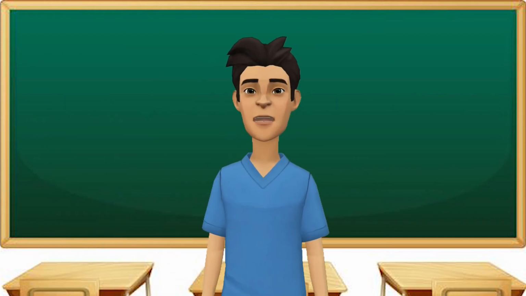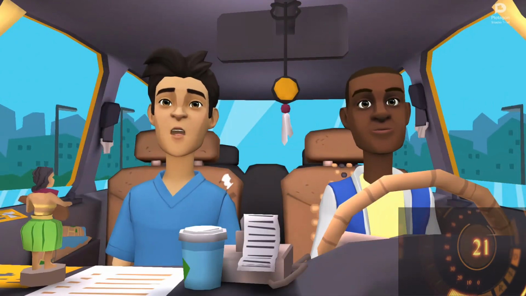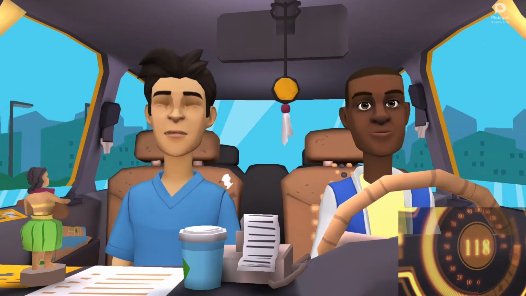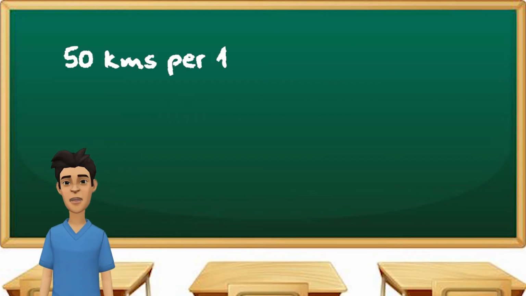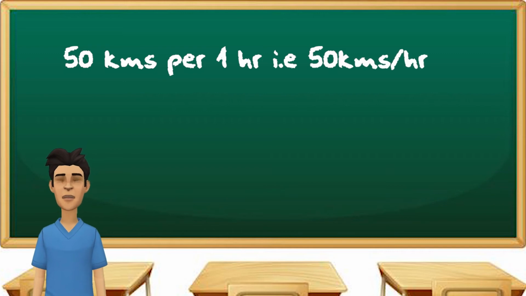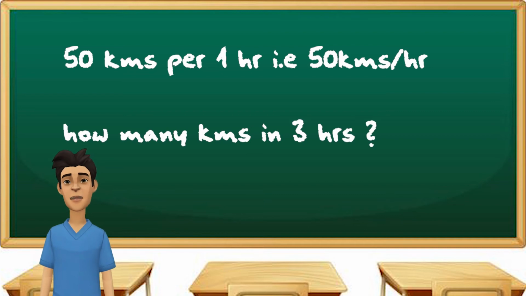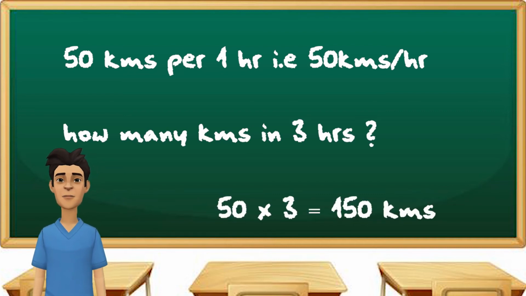I'll give you another example. Let's talk about speed. Suppose I tell you that you will travel 50 kilometers in an hour. So I told you that the rate is 50 kilometers per 1 hour, or per hour. That is the speed. So how many kilometers will you travel in 3 hours? You'll simply multiply 50 by 3.